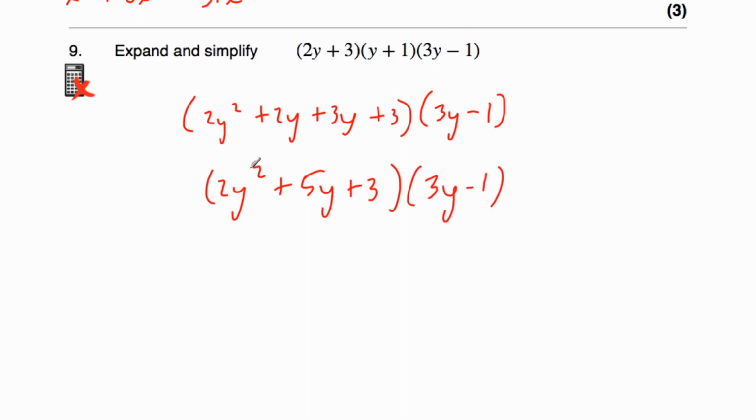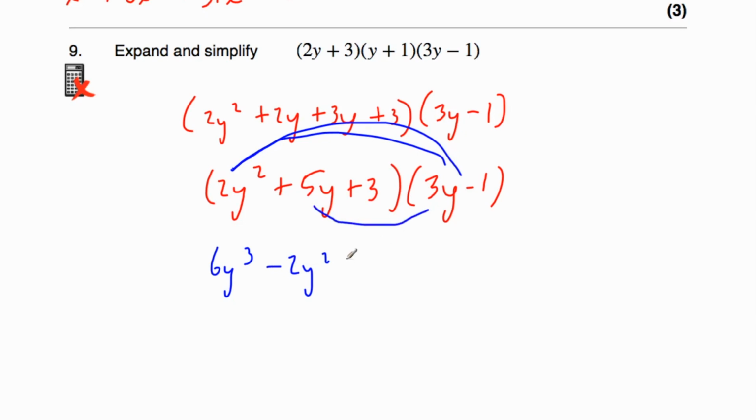Okay, now let's expand again. So we're going to expand again and see what we get. So we've got 2y squared times 3y, that's going to be 6y cubed. We've got 2y squared times minus 1, so that's going to be minus 2y squared. We've got 5y times 3y, so it's going to be plus 15y squared. And we've got 5y times minus 1, that's going to be minus 5y. And then finally, we've got our plus 3, so 3 times 3y will be plus 9y, and 3 times minus 1 will be minus 3.